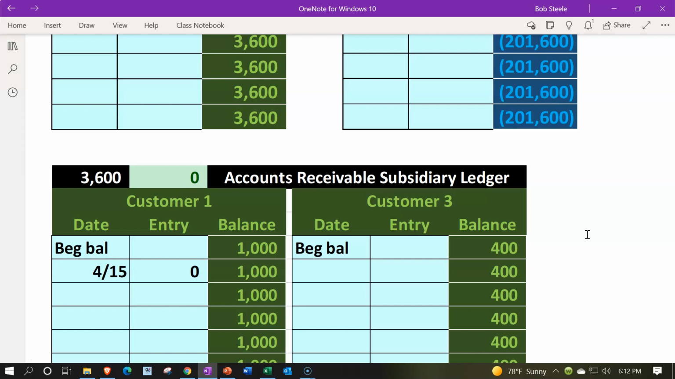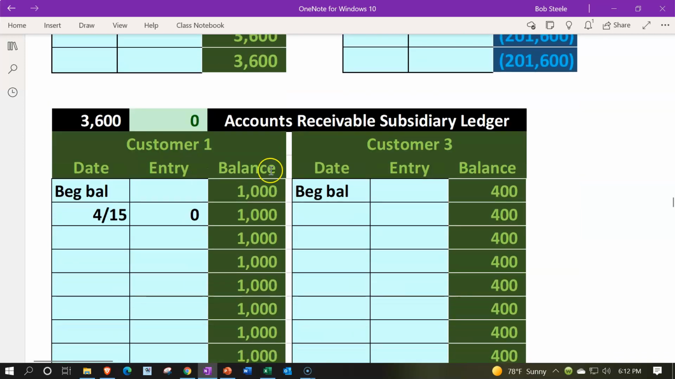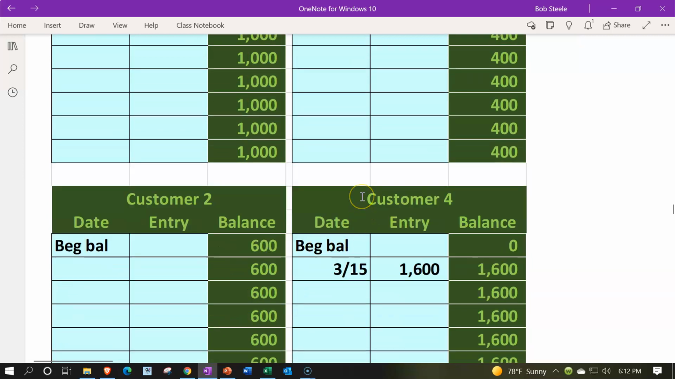QuickBooks then has the customer and can build the subsidiary ledger as well, the ledger that is broken out not simply by date, but also by customer. So we'll imagine these are the beginning balances for our 3 customers. Customer number 4 is our new customer we made the sale to.